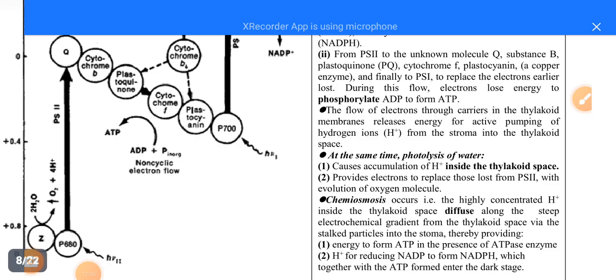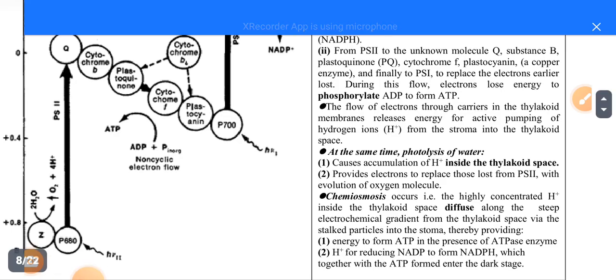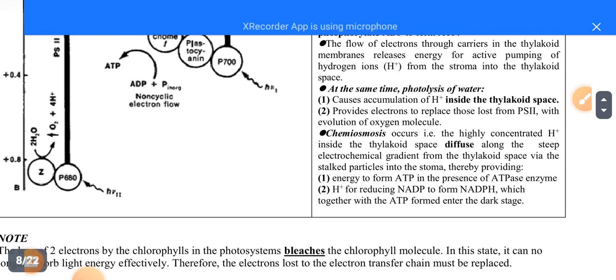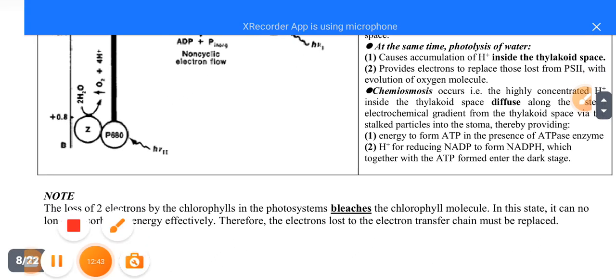Then number 2 is the chemiosmosis. When we talk about chemiosmosis, this occurs when the highly concentrated hydrogen ions inside the thylakoid space diffuse along the steep electrochemical gradient from the thylakoid space via the stalked particle into the stroma, thereby providing one, the energy to form ATP in presence of ATPase enzyme, then two, hydrogen for reducing the NADP to form the NADPH, which together with the ATP enter the dark stage.